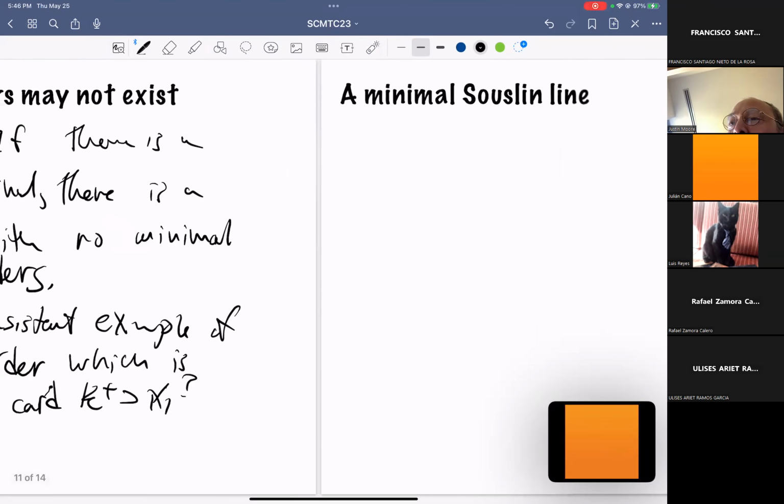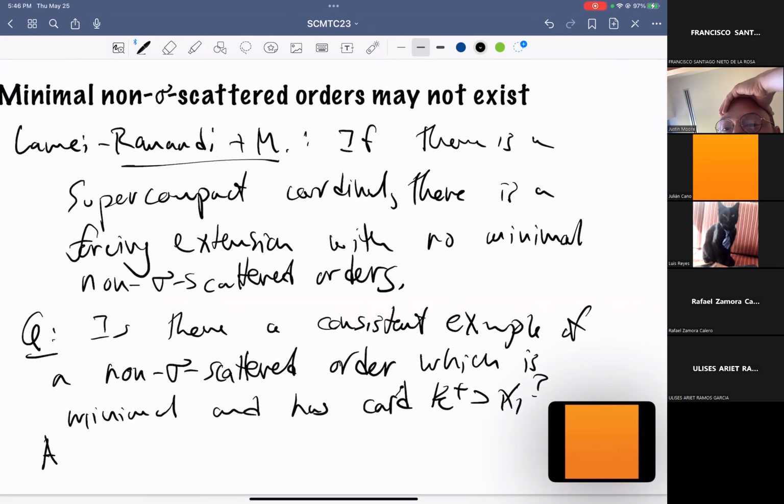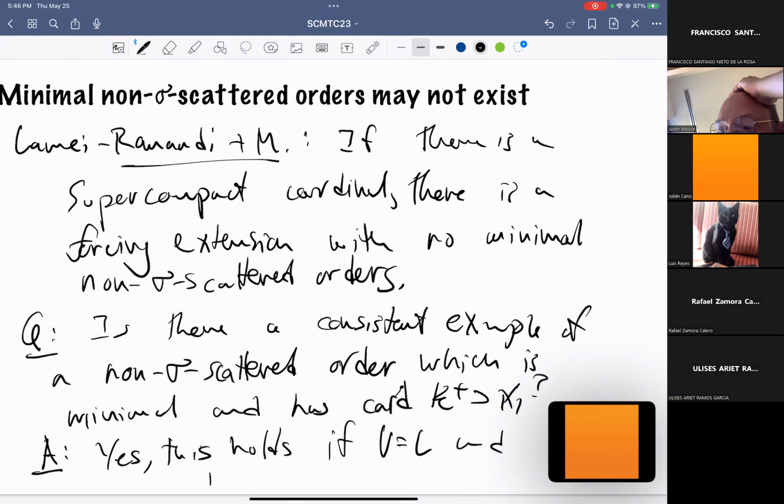And so we answered, the answer is yes, and this holds if B equals L and is forcible over any model. And this is the new result. This is with Eisworth and Cummings and myself.